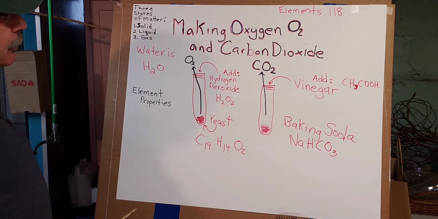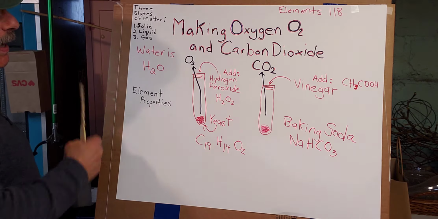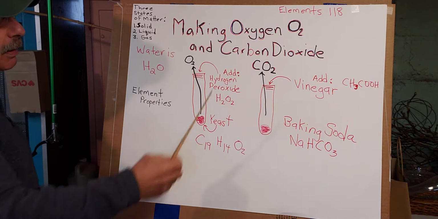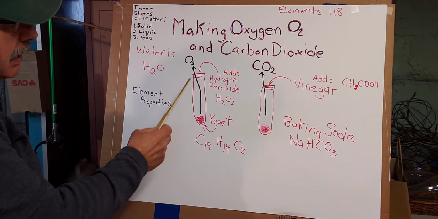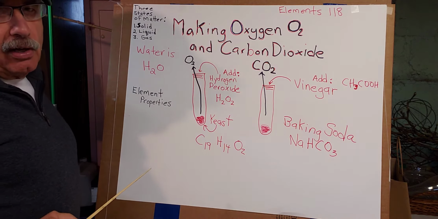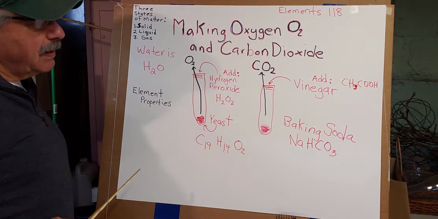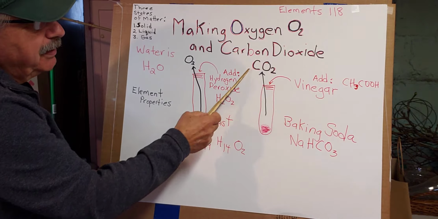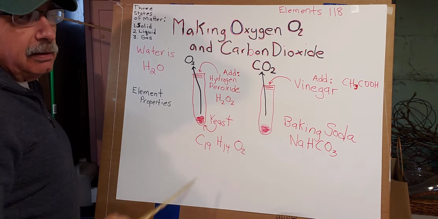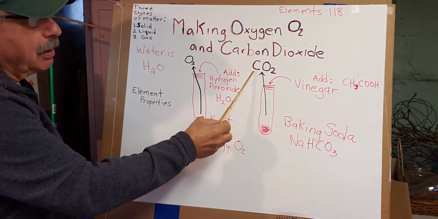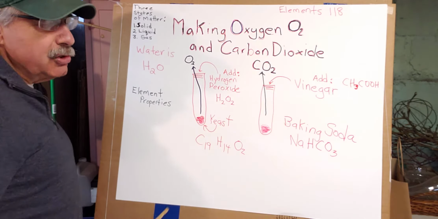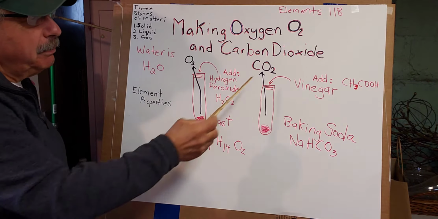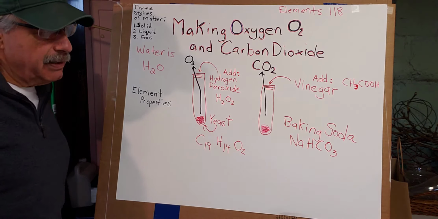So we talked about the three states of matter: solid, liquid, and gas, and we're going to be working with two gases today, oxygen and carbon dioxide. And remember that oxygen is an element all by itself. O2, two atoms of oxygen make one molecule of oxygen. But this, as you can see, there's two different elements that make this compound: carbon, the C, and oxygen, the O2. Two atoms of oxygen and one atom of carbon make one molecule of carbon dioxide.